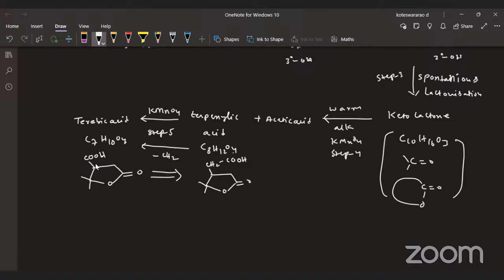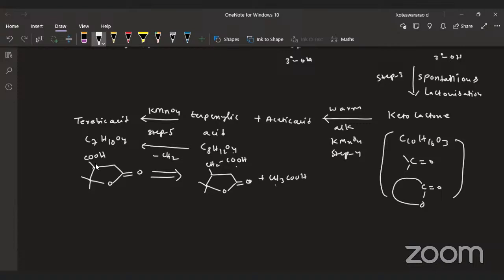Then, along with terpenoic acid, acetic acid is generated. This is the acetic acid. How is this acetic acid generated? This terpenoic acid and acetic acid are generated from the ketolactam. Here the lactam is unchanged. This is the lactam, the 5-member lactam. It is not undergoing any oxidation reaction. Therefore, these two carboxylic acids are generated.